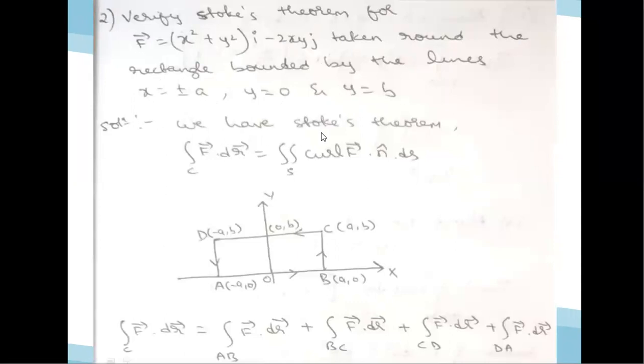So first we shall write down the statement of Stokes theorem. We have integral over the curve C vector f dot d vector r is equal to double integral over the surface S curl vector f dot n cap dS. Then next we shall draw the graph of the given lines. So the given lines are x is equal to plus or minus a.